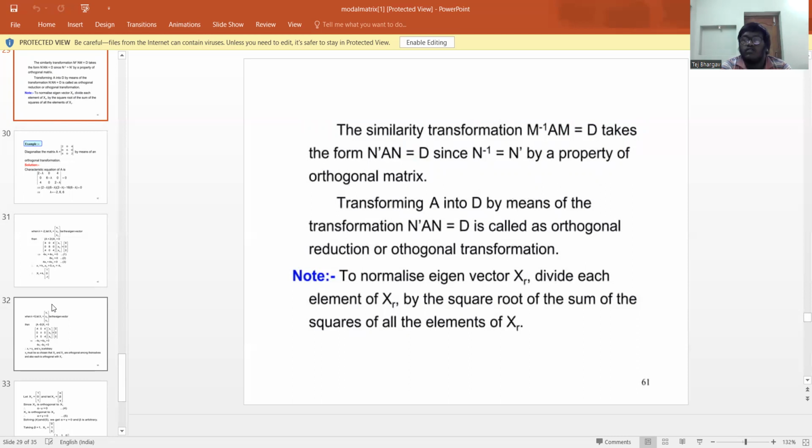Note: to normalize an eigenvector Xr, divide each element of Xr by the square root of the sum of the squares of all the elements of Xr.